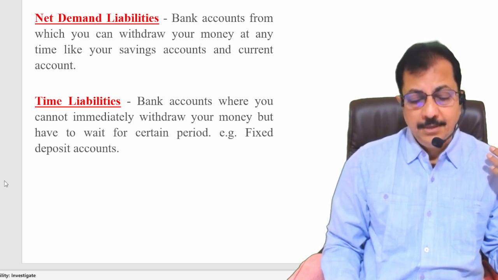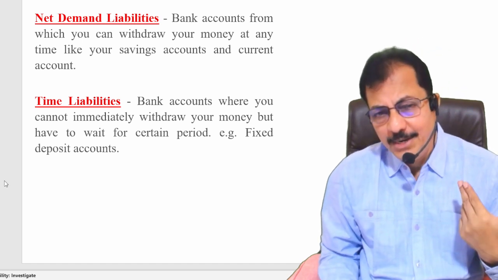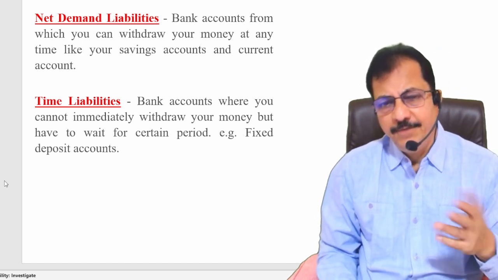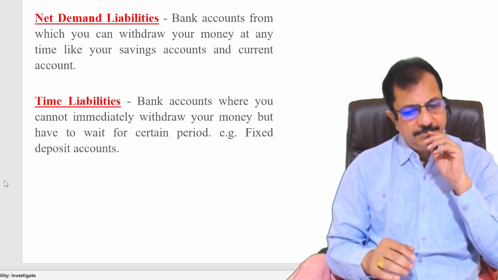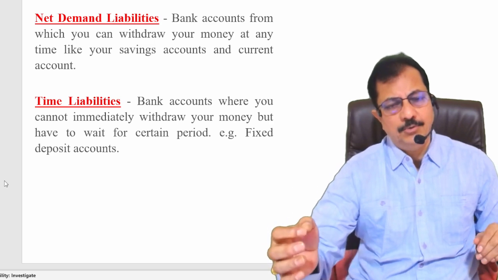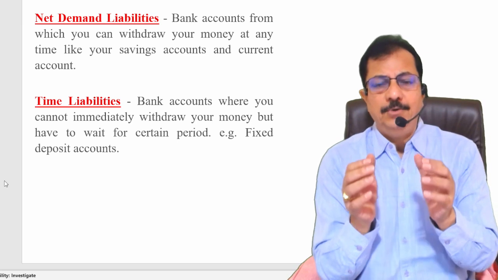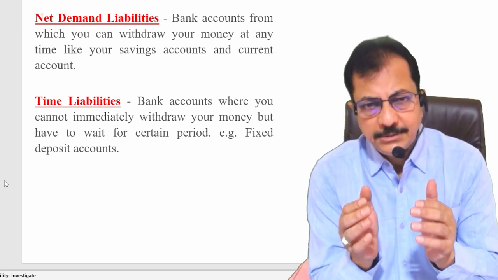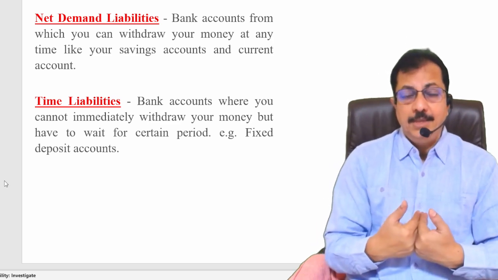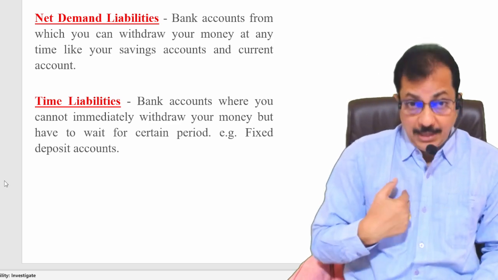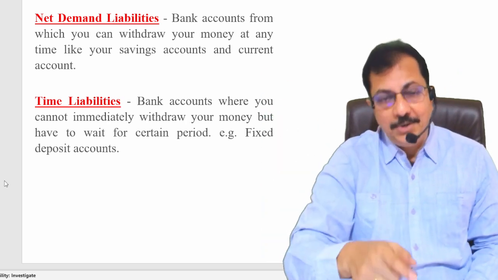Is that okay? When it comes to time liabilities, which you cannot withdraw immediately, for example a fixed deposit, some conditions will be there that you can withdraw money only after 1 year. So today you have fixed deposited, say, 10 lakhs. Those 10 lakhs you cannot take immediately. So there is a time liability. We are liable to give you, but not now. Still there is a time, after 1 year. That is called time liability.